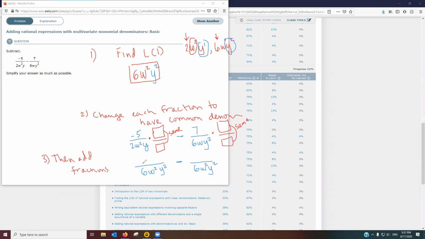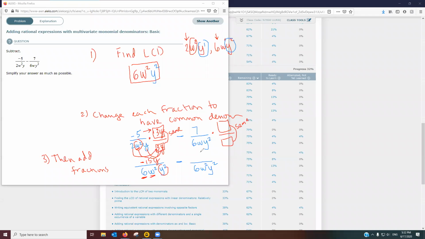All right, well, let me go to the first fraction. I need 2 times some quantity to get me to the 6. So I'm going to put a 3 here. I need w squared times something to get me w squared. Well, I could put a 1 here, but I'm not going to bother putting a 1. I already have a w squared, so really I'm just going to leave that as is. But now I need y times something to get me y squared. Well, that means I need a y here, because y times y is y squared. Well, if I multiply the bottom by 3y, I've got to multiply the top by 3y as well. So if I multiply straight across, that's going to be negative 15y on the top.